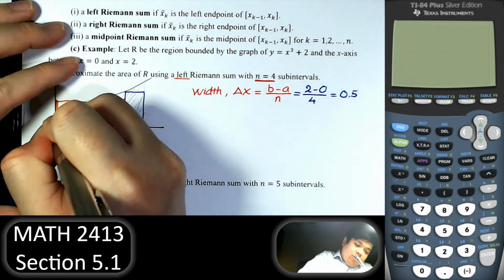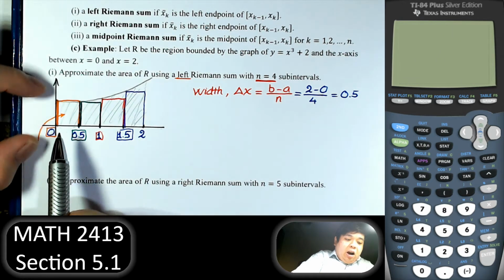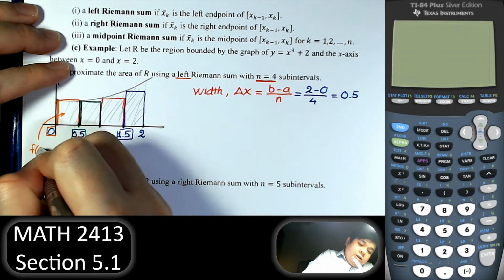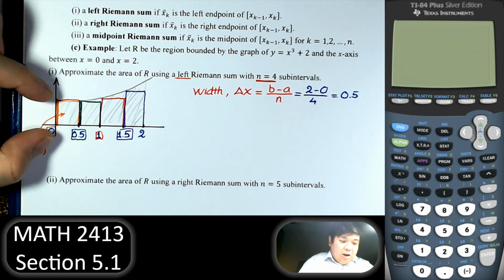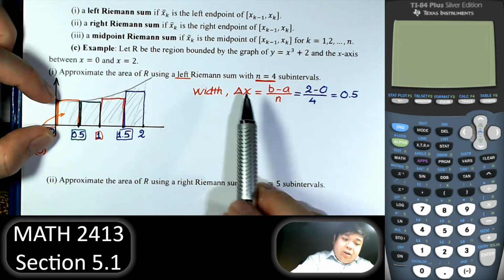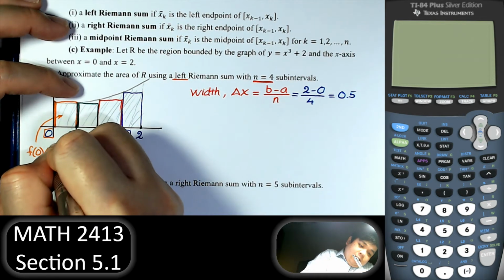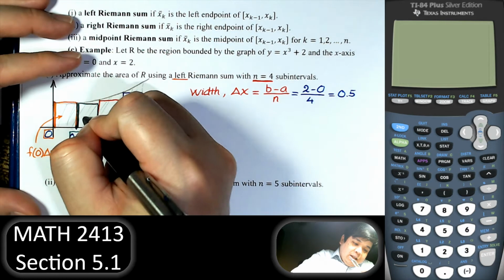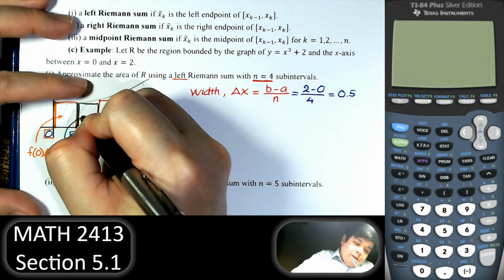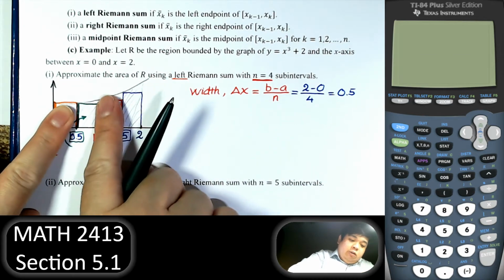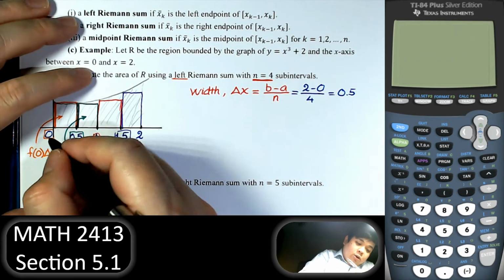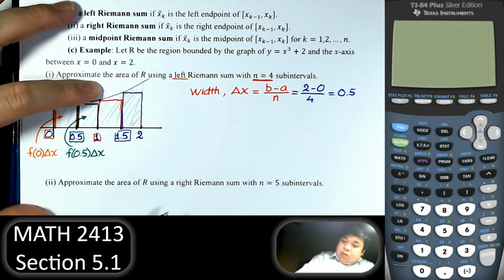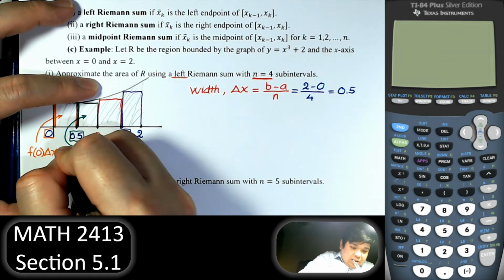For the first rectangle, the height is the value of the function on the left, so it's going to be f of 0, which is the height, the value of the function, times the width delta x. Next, for this rectangle from 0.5 to 1, the height is based on the left endpoint. So I have f of 0.5 times the width. Of course, we're going to add this together.